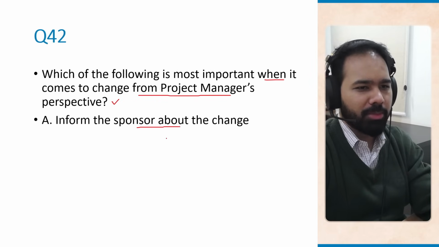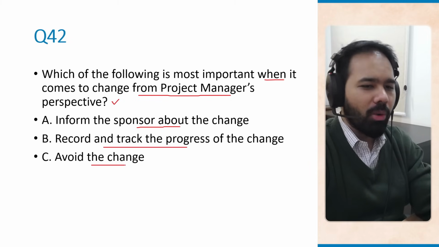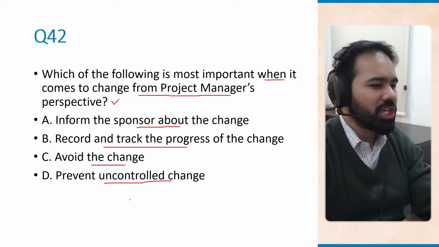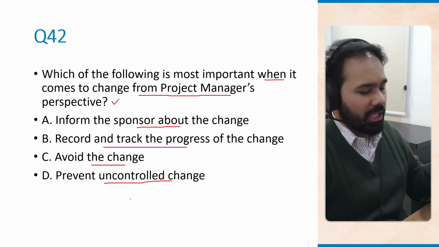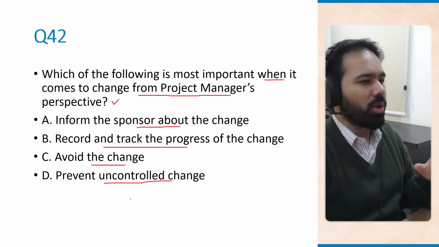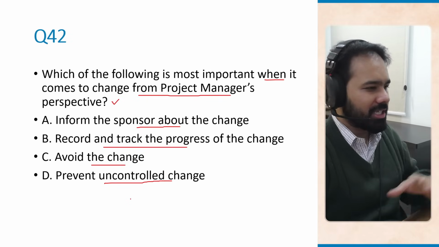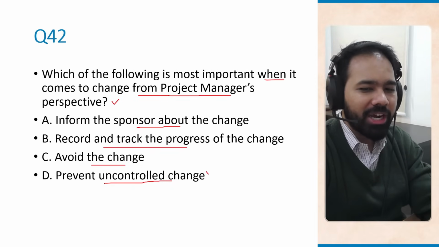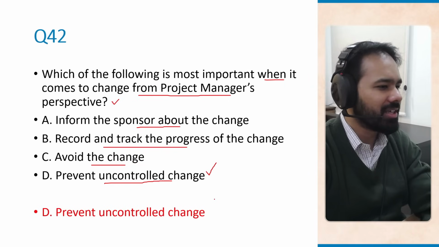Inform the sponsor about the change, record and track the progress of the change, avoid the change, or prevent uncontrolled change. Remember, in some of our previous questions around change, we talked about the importance of the change control board and the importance of following the change control process, right? The change management process. All of that is done so that you can prevent uncontrolled change. And that is the correct answer here.